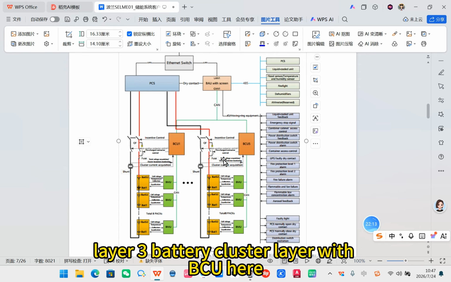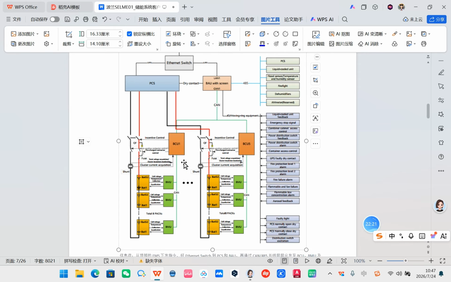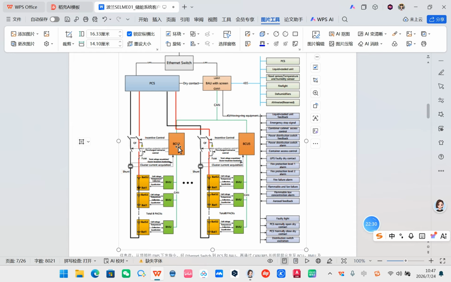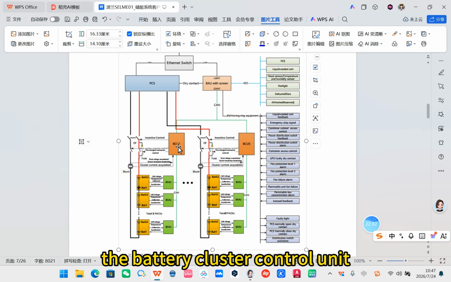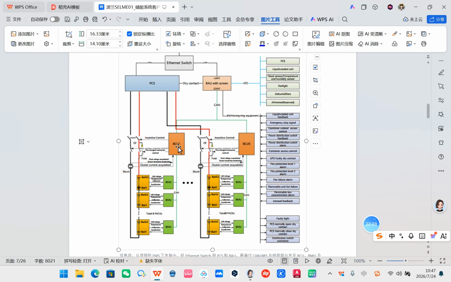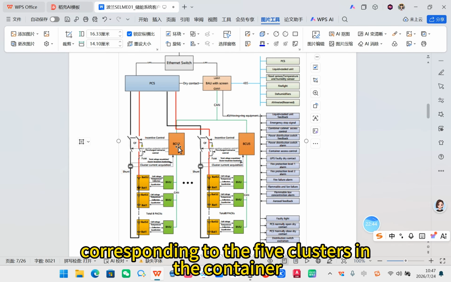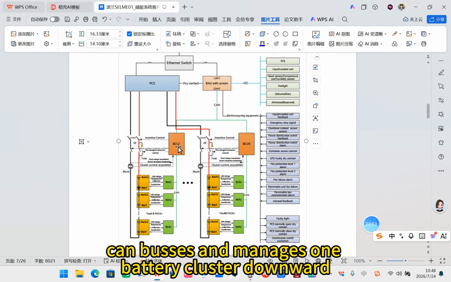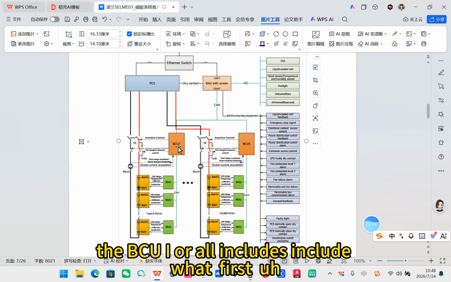Layer 3, battery cluster layer with BCU. Going down is the BCU, battery cluster unit, the battery cluster control unit. The diagram shows BCU1 and BCU5. Actually, they correspond to the 5 clusters in the container. Each BCU connects upward to the BMS CAN bus and manages one battery cluster downward. The BCU I or O include what?